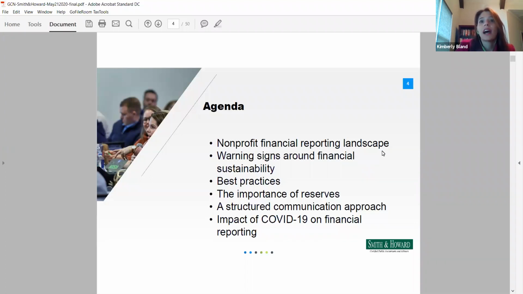On the agenda that we have today, the first three bullet points I'm going to walk through. We're going to talk about the nonprofit financial reporting landscape, the warning signs around financial stability, and some best practices. That's probably where I'll spend the majority of my time, on some financial modeling, some tools that we have to help organizations try to manage and look at their financial abilities in the future. And then I'm going to turn it over to Randy.